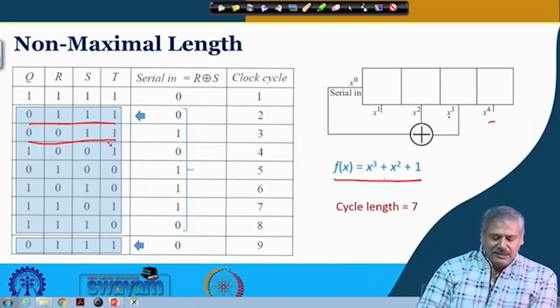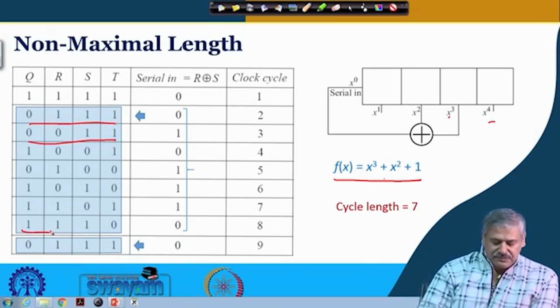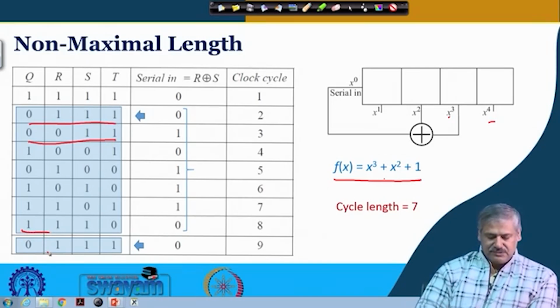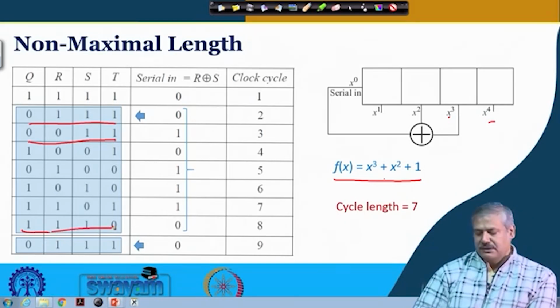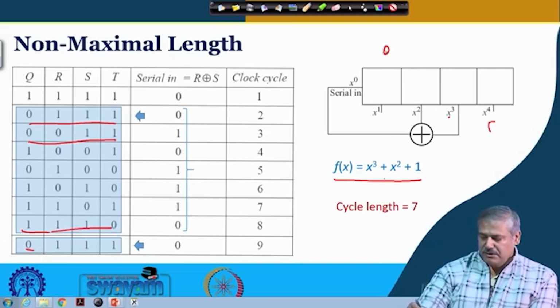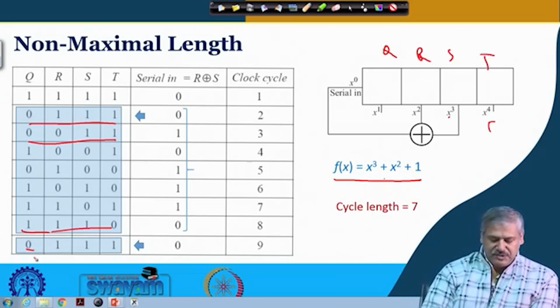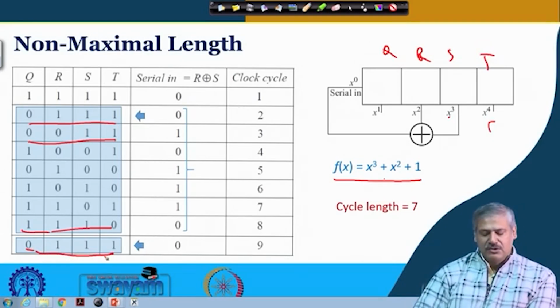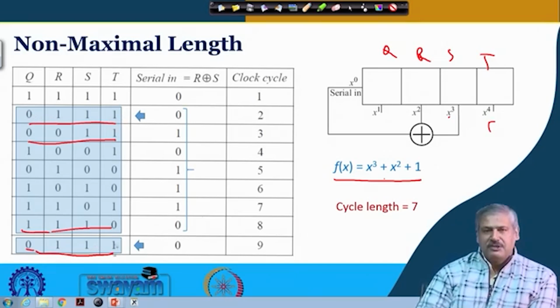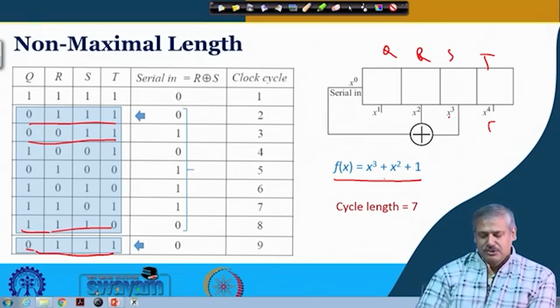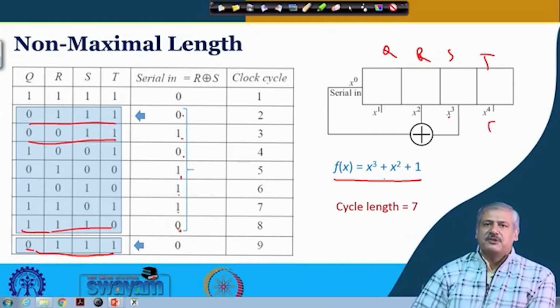We shall see that over here it becomes 1 1 1 0. After that again this 0 comes over here, this is t, and q, r, s, t, this t comes here. So, it becomes 0 1 1 1. So, this 0 1 1 1 again repeats here, and after that the repetition will start. So, 1, 2, 3, 4, 5, 6, 7. So, this cycle length becomes 7.